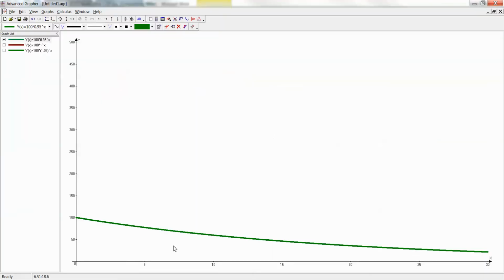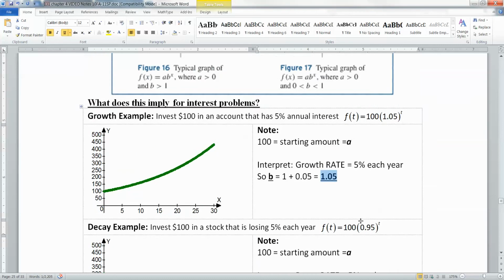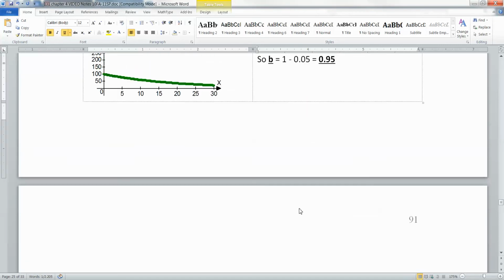Right? Let me grab a picture of it. It's not a pretty picture because, of course, you wouldn't want to stick with an investment like that in the long run. But it's still going down. Because the B is smaller than 1, it will decay. This B is greater than 1, it will grow. And what you do is when it's growth, you add it to 1. And when it's decay, you take it away from 1 because 1 is your flatline value. All right, I hope that explains all that, and I'll see you back here for the next problem.